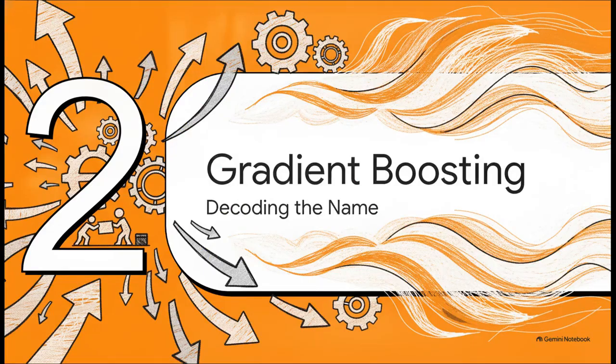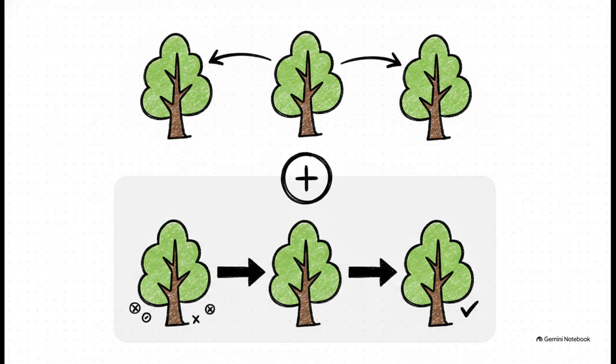Section 2. Decoding gradient boosting. So to really wrap our heads around boosting, let's just quickly think back to the random forest algorithm from our scikit-learn explainer. If you remember, random forests use a strategy called bagging. They basically build a bunch of individual decision trees totally independently of each other, and then just average all their predictions together at the end. Well, boosting takes a completely different approach. Instead of building all those trees independently, boosting builds them one at a time, in a sequence.